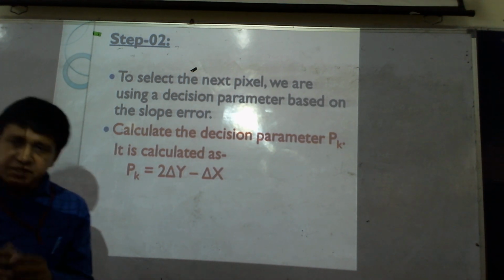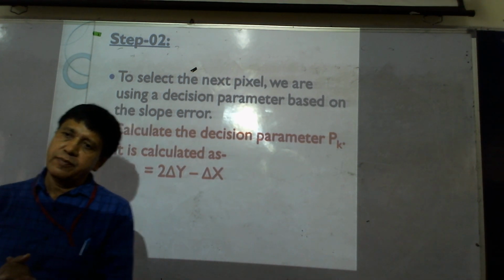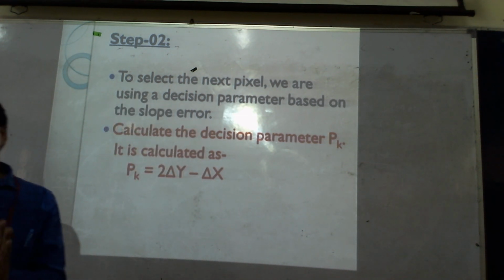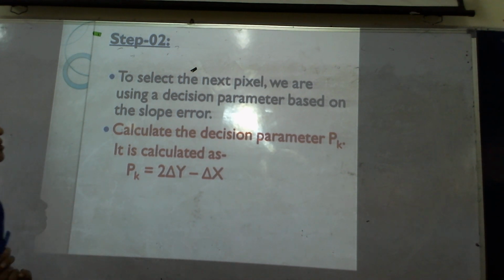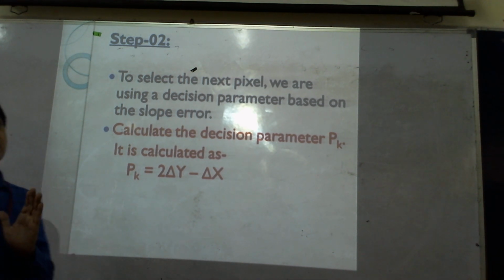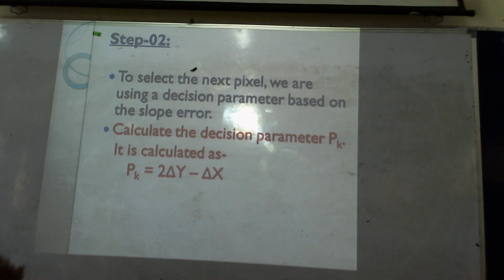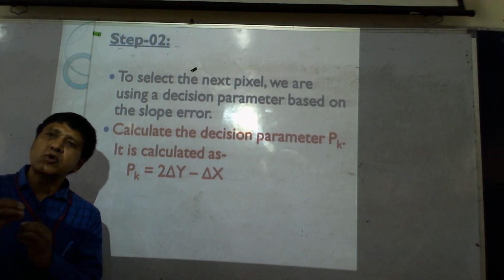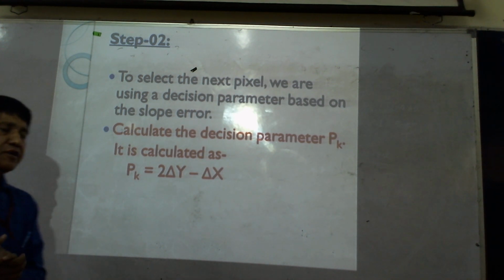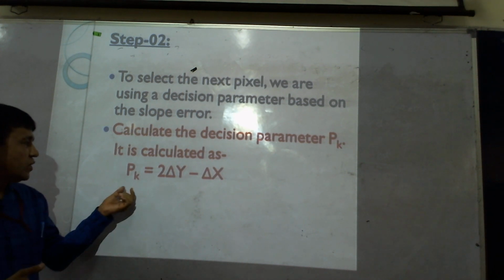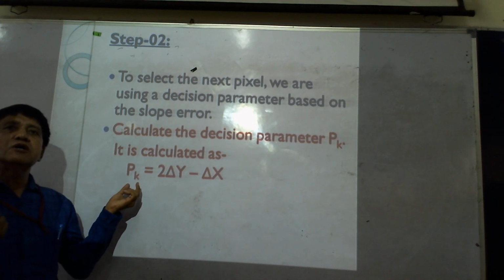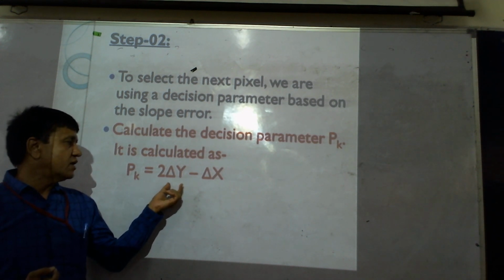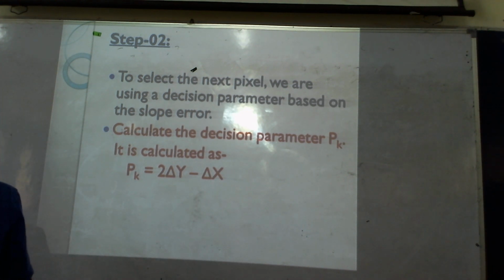But in the case of the Bresenham algorithm, a decision parameter is one of the important factors, which gives the accuracy in drawing the line. This decision parameter is normally used to find the errors when we are calculating the next pixel. The decision parameter is calculated by this equation. Here p0 is the initial decision parameter, which is calculated by the equation 2 delta y minus delta x.